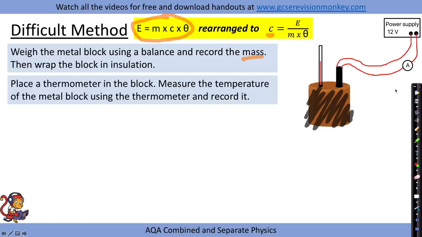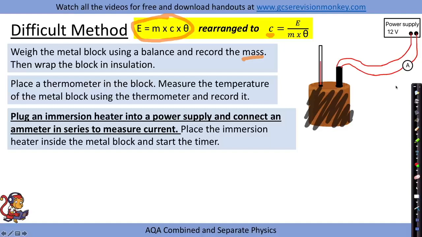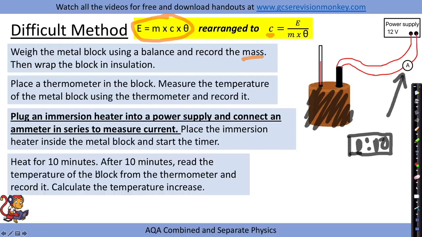The next step is slightly different, however. This time we're going to plug an immersion heater into a power supply and connect an ammeter here in series to measure the current. We're going to then place an immersion heater inside the metal block and start a timer as we did previously. So rather than a joule meter this time, we've got an ammeter. We're going to heat it for 10 minutes like before, and after 10 minutes read the temperature of the block and calculate the temperature increase.